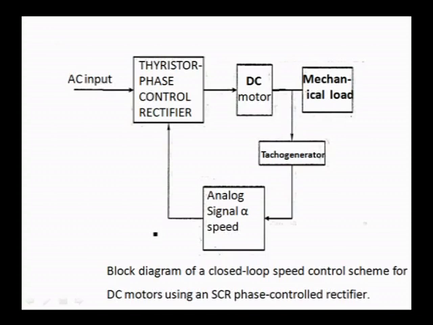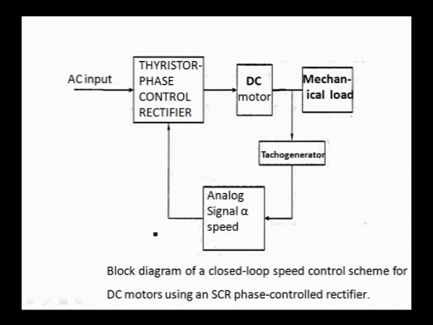The tacho generator is a transducer, which we have already studied in measurements. It converts a signal from one form to another. The input here is speed, and the tacho generator's output voltage will be proportional to the speed. Now, this analog voltage is compared with a set speed that I have not shown here.